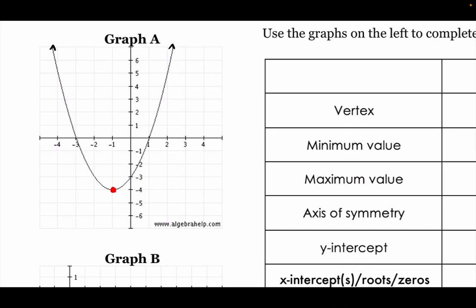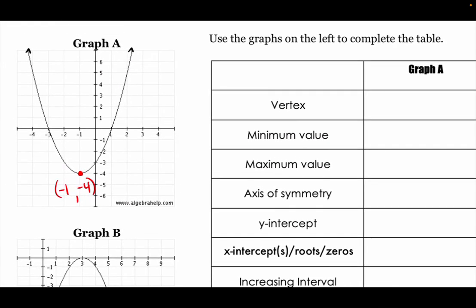Now we got to tell where that dot is. You got to give the dot's address. How do you get to that dot? You can't just say -3 or -4 because there's two -4s. So if I want to get to that dot, where do I go? So what's the x value? -1, comma, -4. Good. That's the vertex.